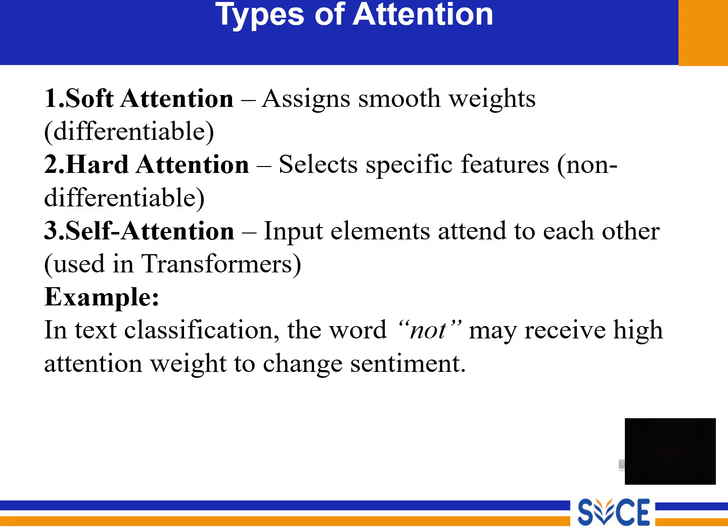Soft attention is easy to train, so the gradients flow smoothly. And the second, we have hard attention. This one is more selective. It says, forget the rest, I will only look here. Imagine using a flashlight in a dark room.